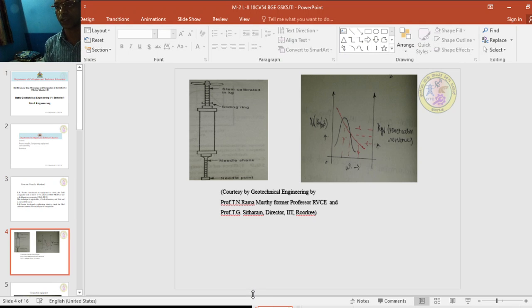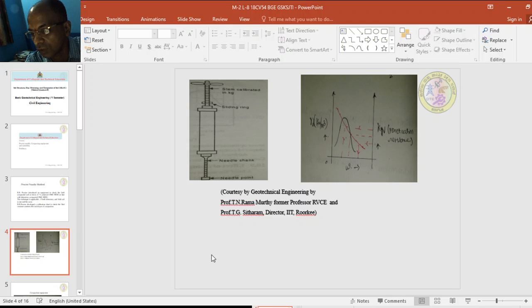So this is the Proctor needle that is used. This is the needle shunt, this is the needle point, the sliding ring, and the stem for the calibrated ring. What we have to do is, after each layer of compaction in the laboratory, this needle has to be taken and pressed.